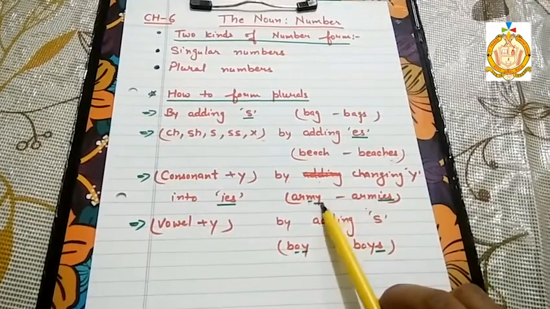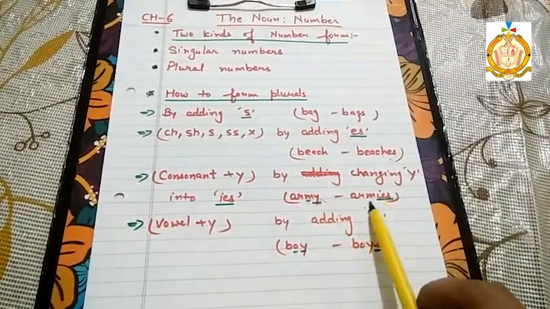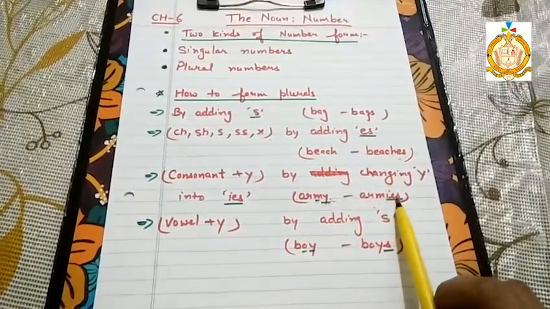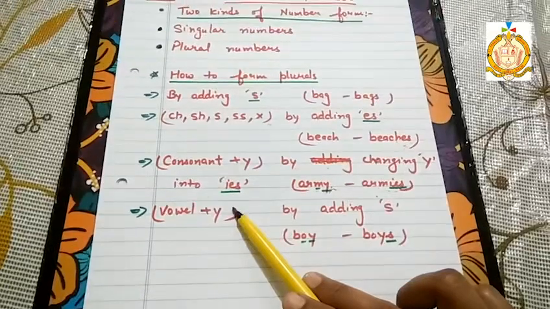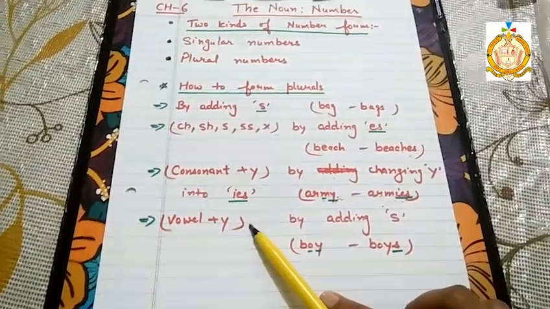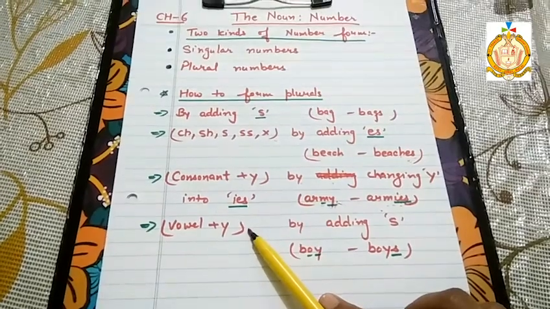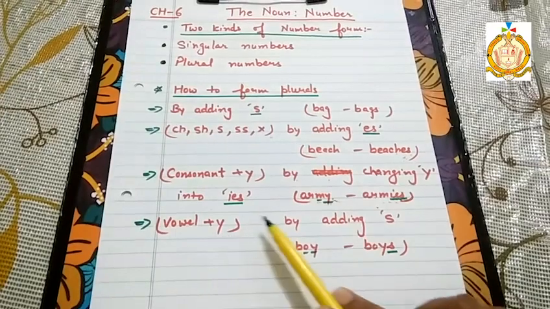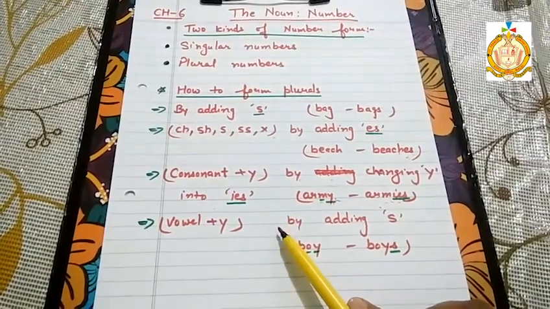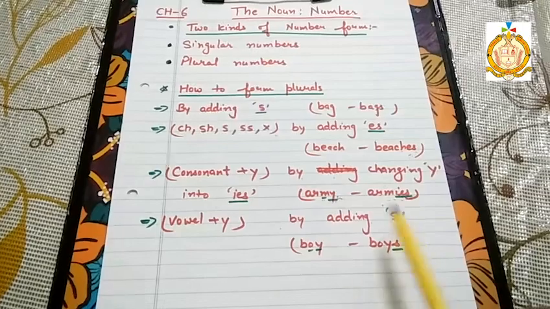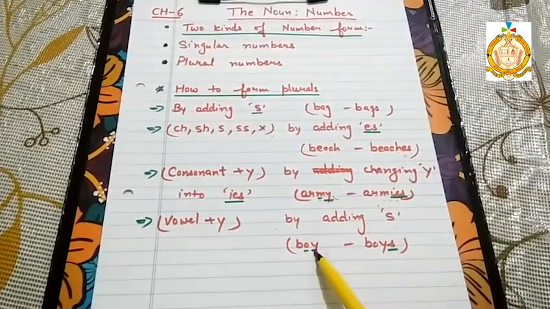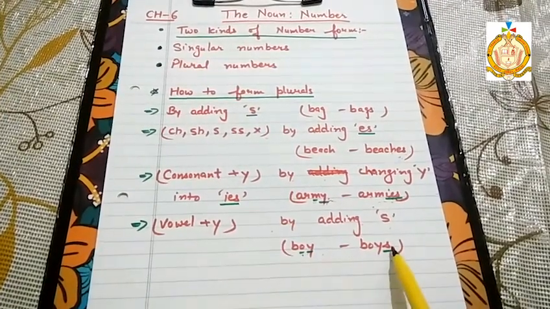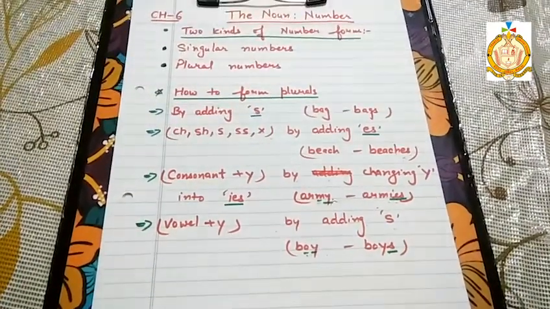So y is changed into i and es is added to that. Army, armies. Next is vowel plus y. The nouns that end in a vowel followed by y change into plural form simply by adding s, like boy, boys. Here y is preceded by the vowel o, and s is added.